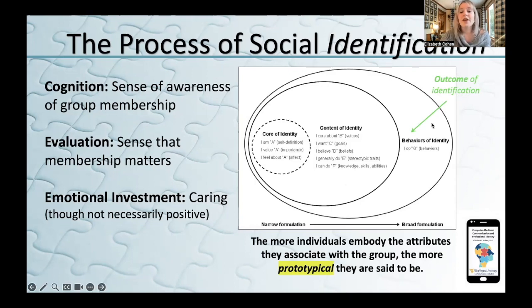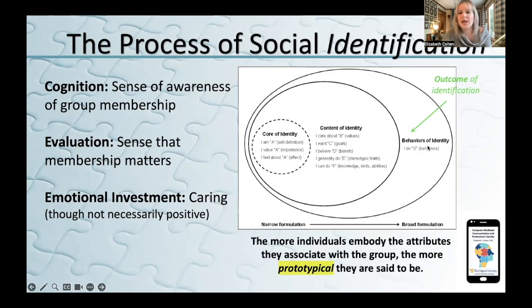And I have to move my face out of here so you can see the outcomes of identification. They had this lovely chart in the book chapter that you're reading in this unit. These are different ways of looking at the identification process, where you've got who you are and what you value, and then you start to get into more stereotypical traits, things you realize other people think about your group.